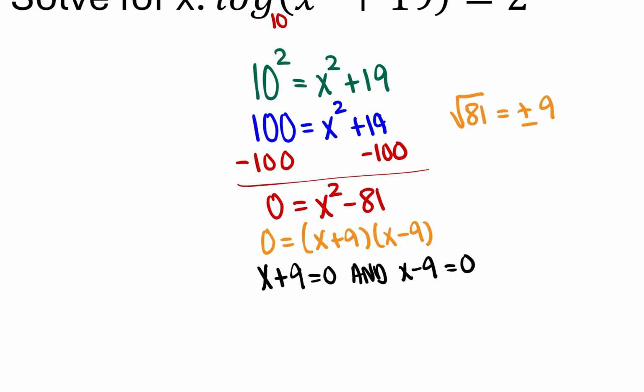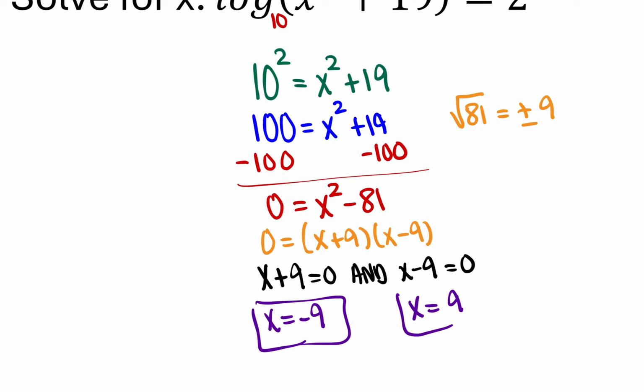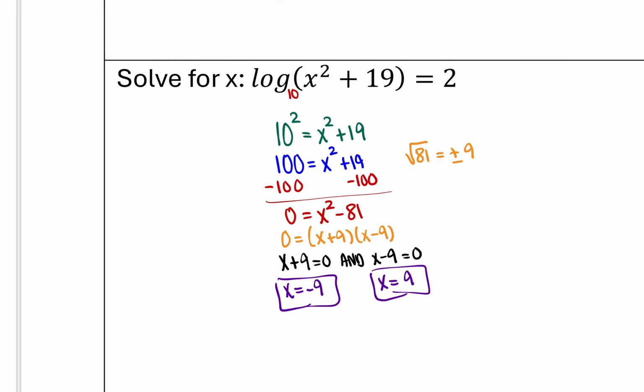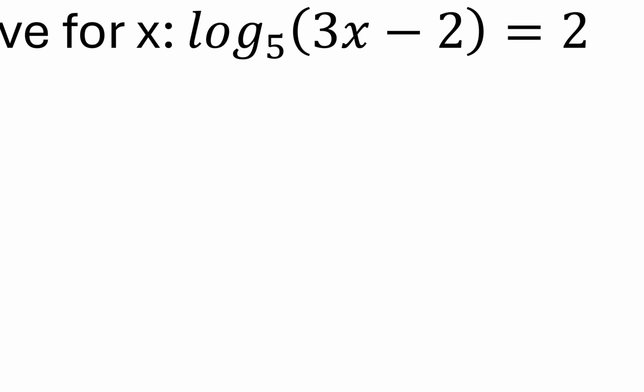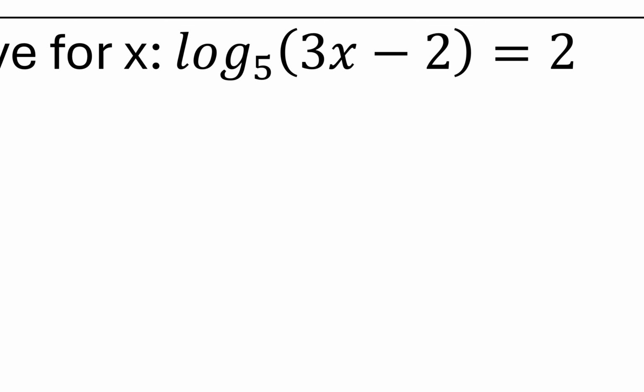For the first solution, we will end up with x is equal to negative 9 because I move 9 to the other side. And for the second solution, I end up with x equals positive 9 because I add 9 on both sides. Okay, moving on to the next example, we have to solve for the following log equation. My first step is to isolate for the logarithm. Looking at this logarithm, I notice that the expression is all by itself, so I can convert this to the exponential form. So I have 5 to the second power is equal to 3x minus 2.